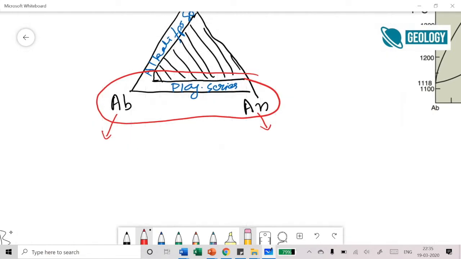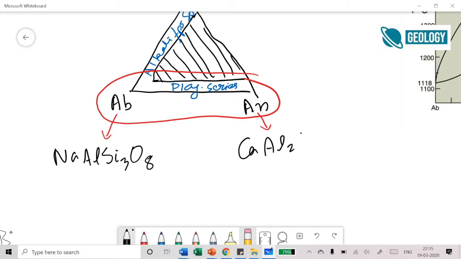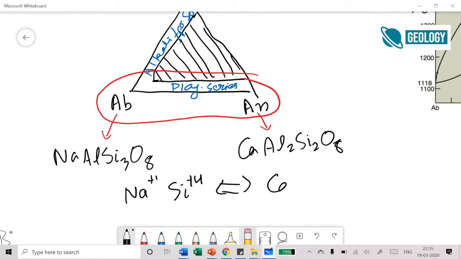Now, what is the formula for albite? Albite is given by the formula NaAlSi3O8, and anorthite is CaAl2Si2O8. And these form a solid solution where there is exchange of Na+ and Si4+ with Ca2+ and Al3+.